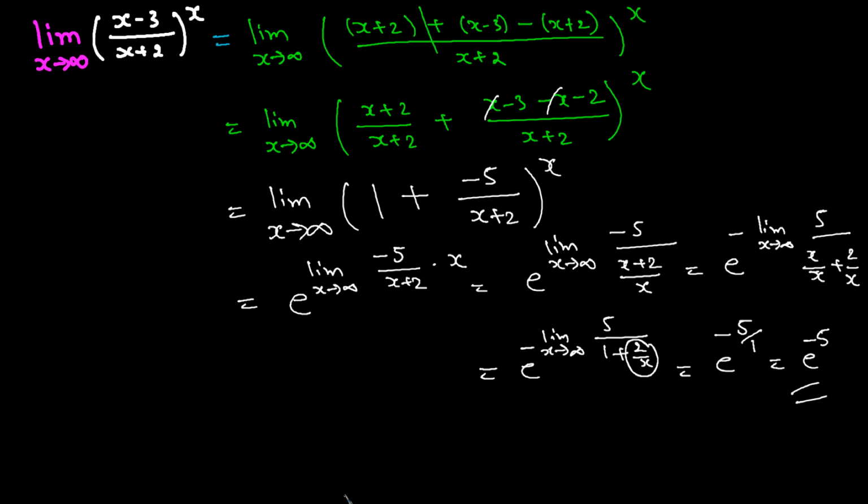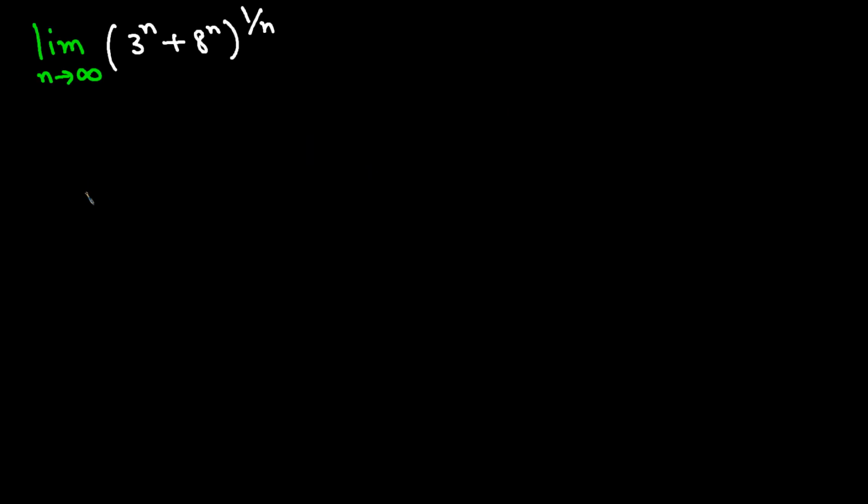So that's the answer. Again, my goal is to make it look like our standard formula, like 1 plus something. That's what we are trying to achieve. Okay, the last problem is the limit as n approaches infinity of (3 raised to the power n plus 8 raised to the power n) raised to the power 1 over n. Again, this question can be asked in different ways. They can change these numbers or these letters or this limit, but the way to solve it is always the same.